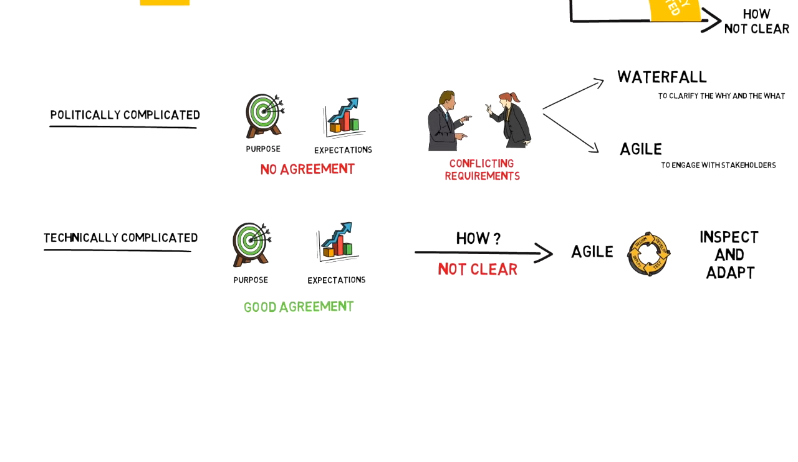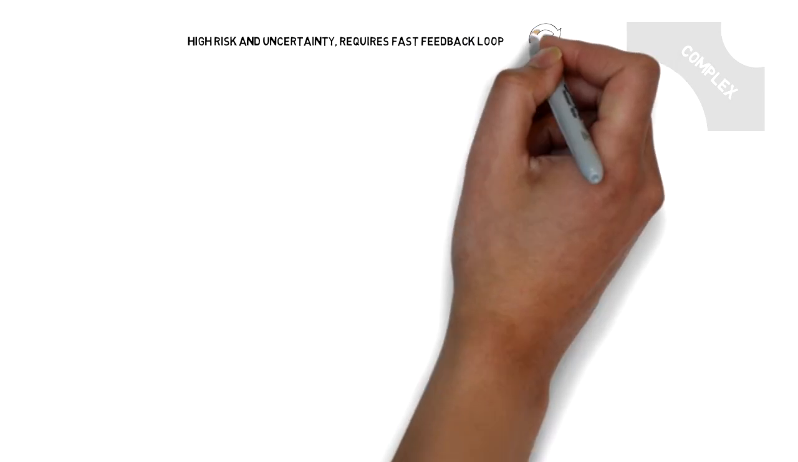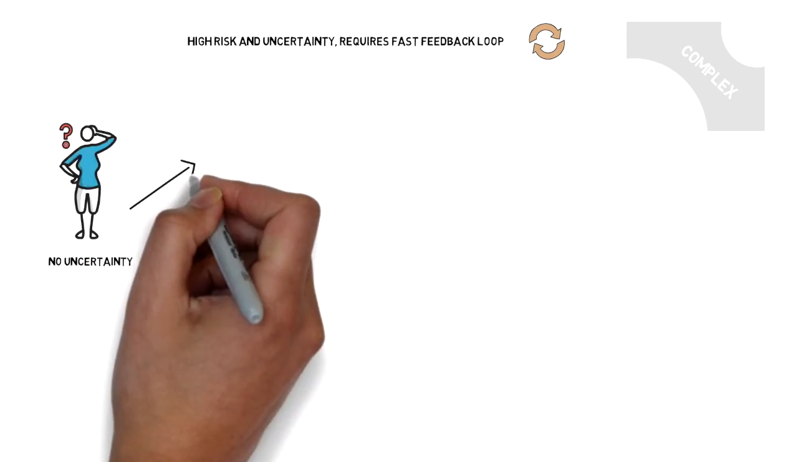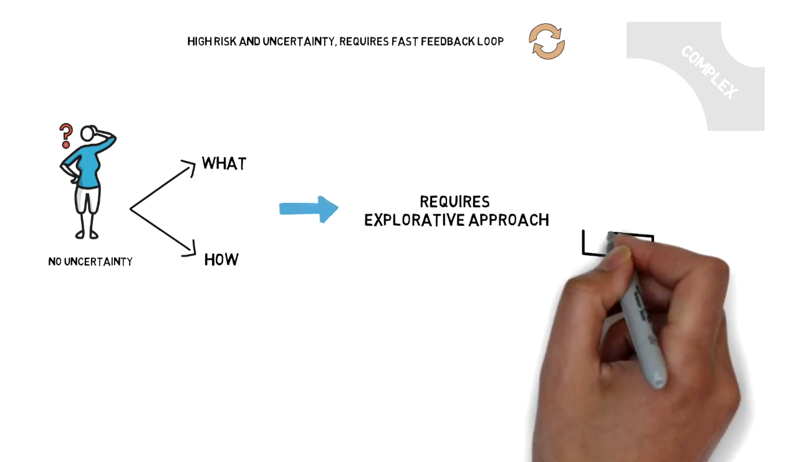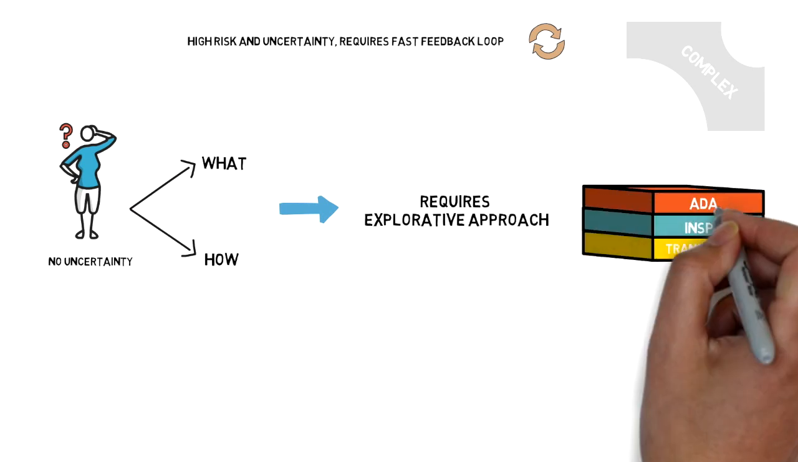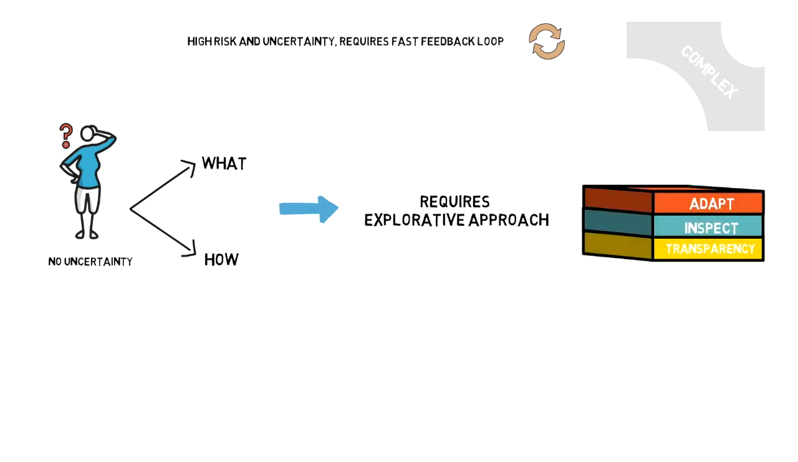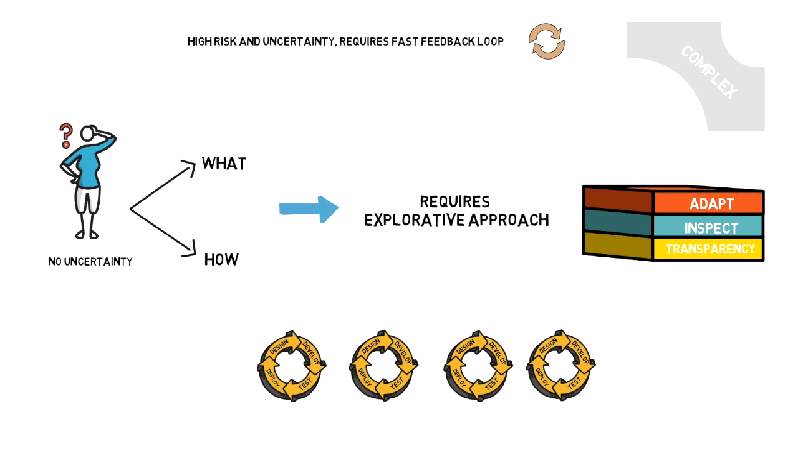Then we have the complex area. This area stands for high risk and uncertainty and requires a high feedback frequency. There is a high level of uncertainty in terms of what you have to do and how you want to do it. In this context, we should use a more explorative approach, with transparency, frequent inspection, and adaptation. This is why we should work in small incremental steps, using every step to determine if we have moved closer to solving our problem or away from it. Scrum as an Agile framework is a good example of such a process.